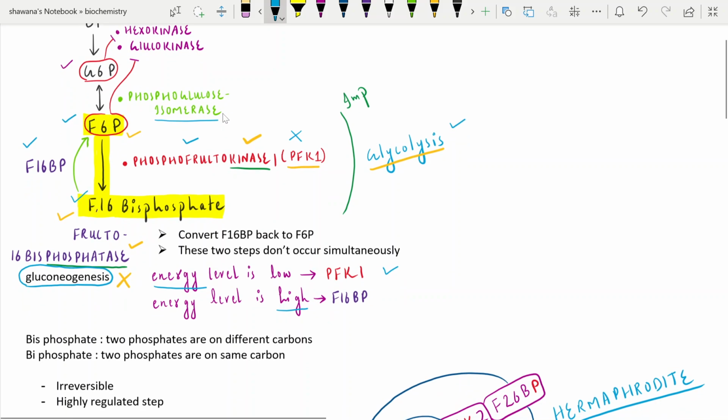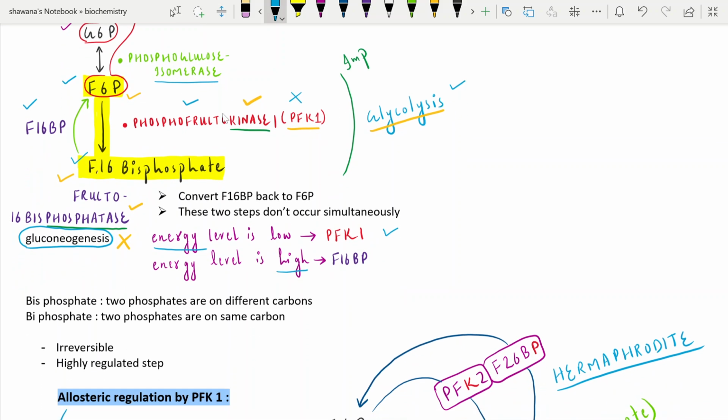What is the difference between bisphosphate and biphosphate? It's written fructose 1,6-bisphosphate. It means that on carbon number 1 and carbon number 6 phosphate groups are present, but 1 and 6 are far apart. Bisphosphate means that phosphate groups are present on carbon atoms that are apart, and biphosphate means that the phosphate groups are present on the same carbon atom.